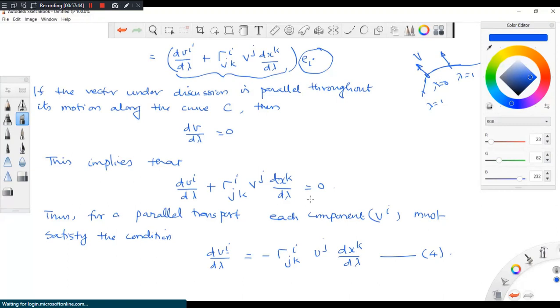Yes, sir. What was the significance of this gamma term? Because we could have just said that when we transport it, the derivative should be 0.